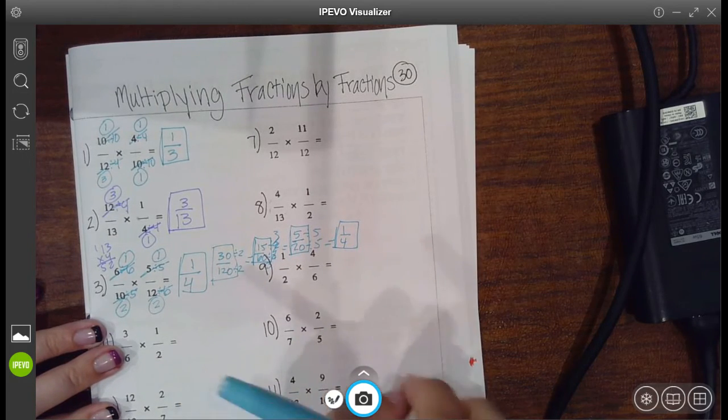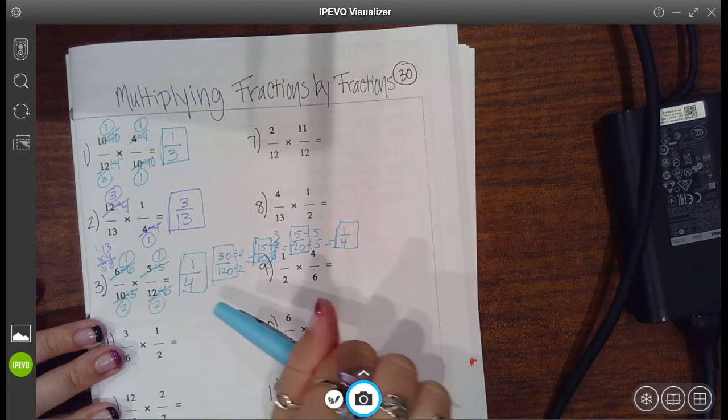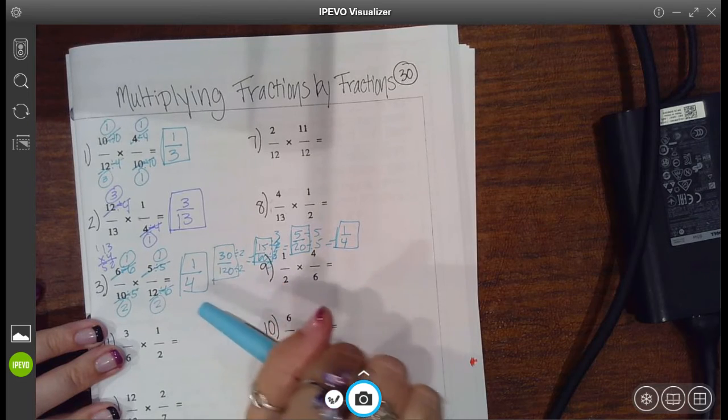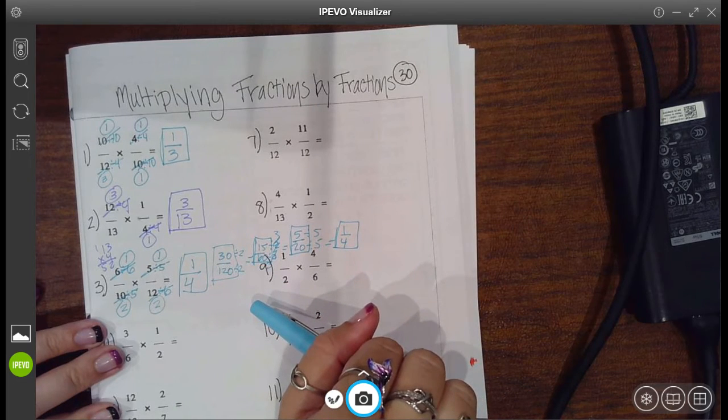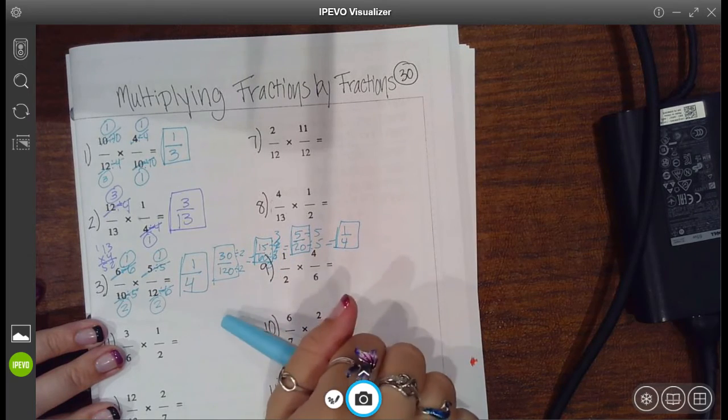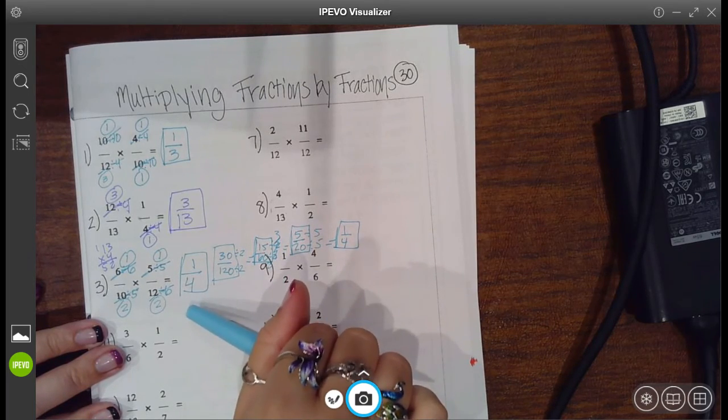Okay, so at least practice trying to get it all the way down to simplest form. And then if you check your answers and you didn't get it in simplest form, check to make sure that your fraction was at least equivalent to the one showing.